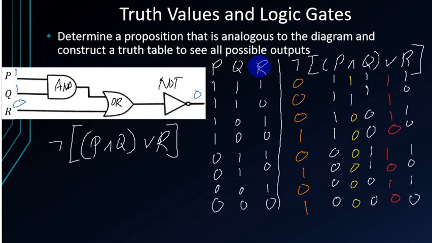And that is how we can use a proposition as an analogy to the diagram of the logic circuit and construct a truth table as well to see all possible outputs.